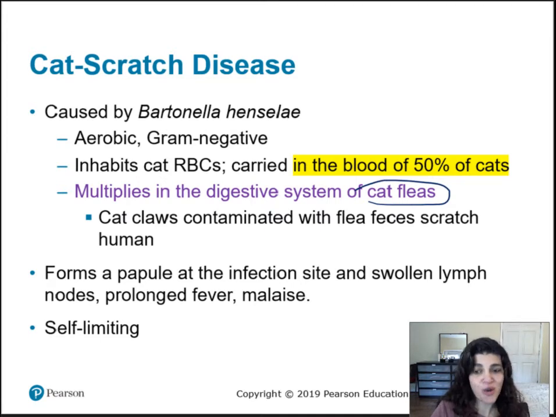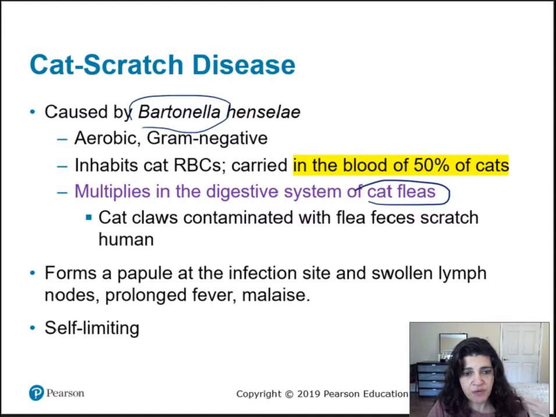Mostly it's through the scratch. Okay? So the cat has dirty nails with feces of the fleas that is in its body. The flea has Bartonella, in the flea feces. And when they scratch your skin and make a wound, that feces contaminates the wound, and you can get this disease. It forms a papule at the site of the infection, and then when it moves to the lymphatic system, it causes the lymph nodes to swell. Okay? Fever, malaise. It's self-limiting. Usually it heals by itself.